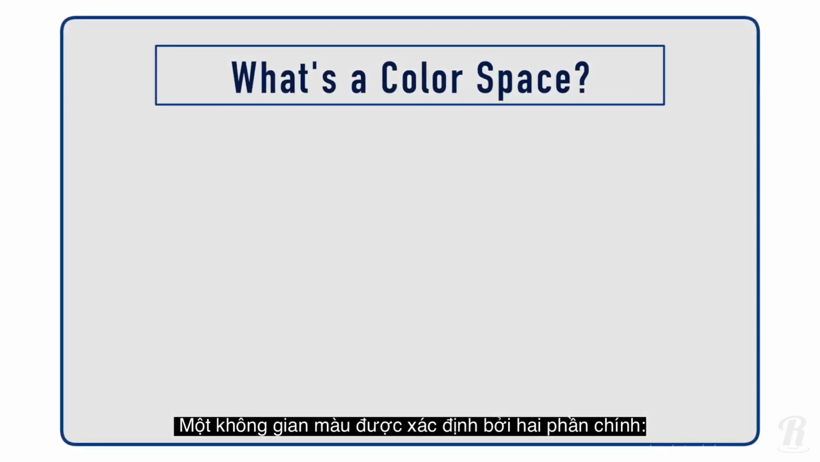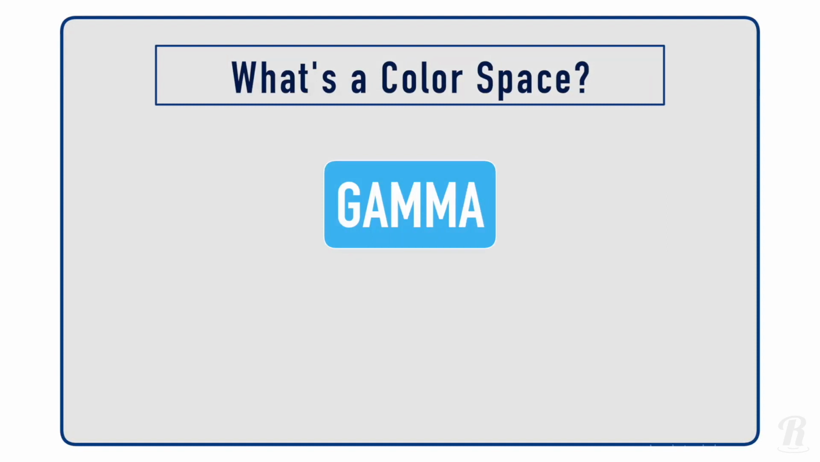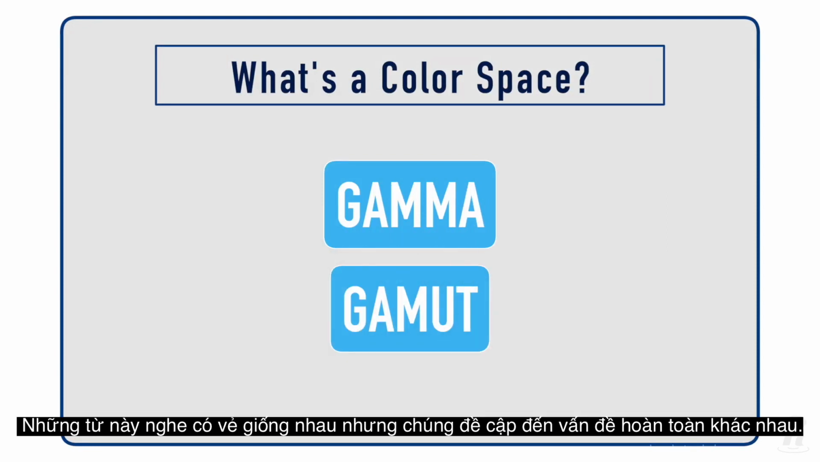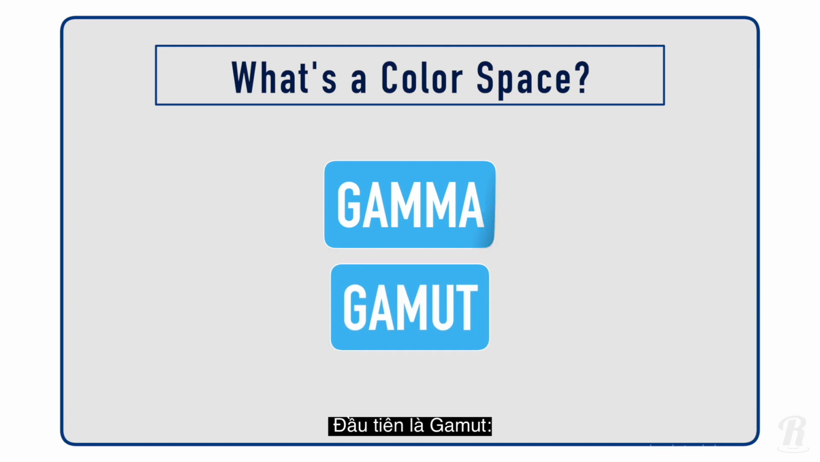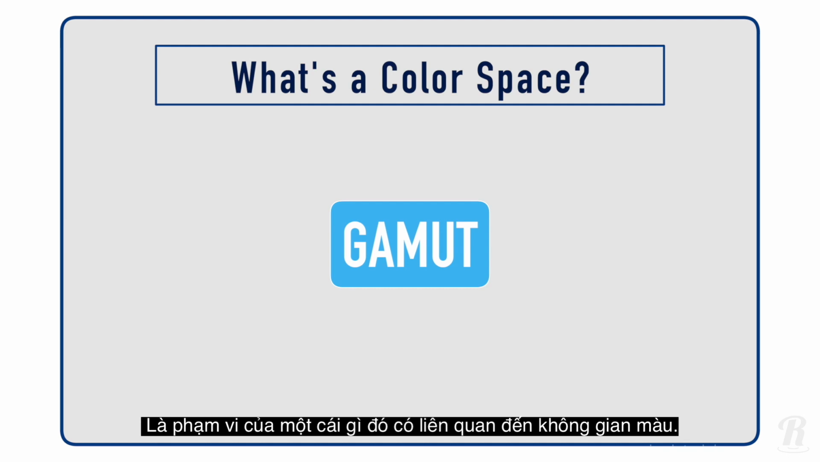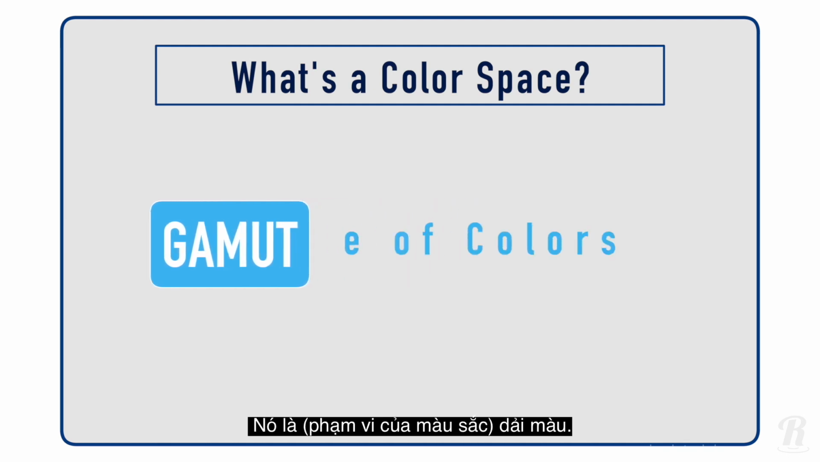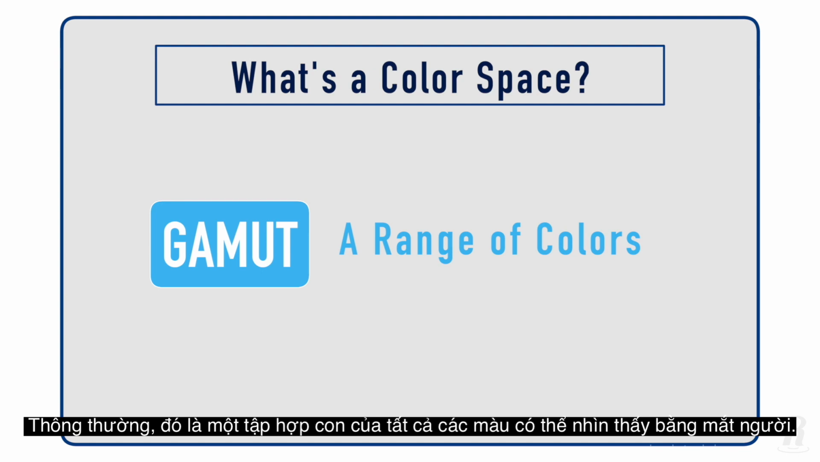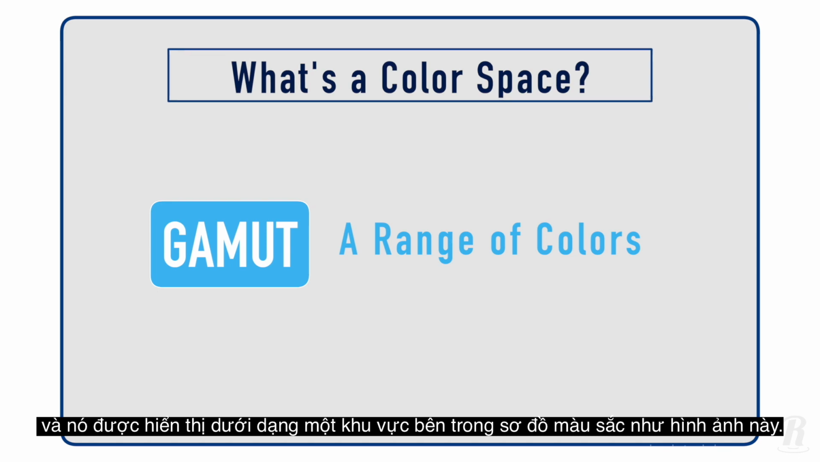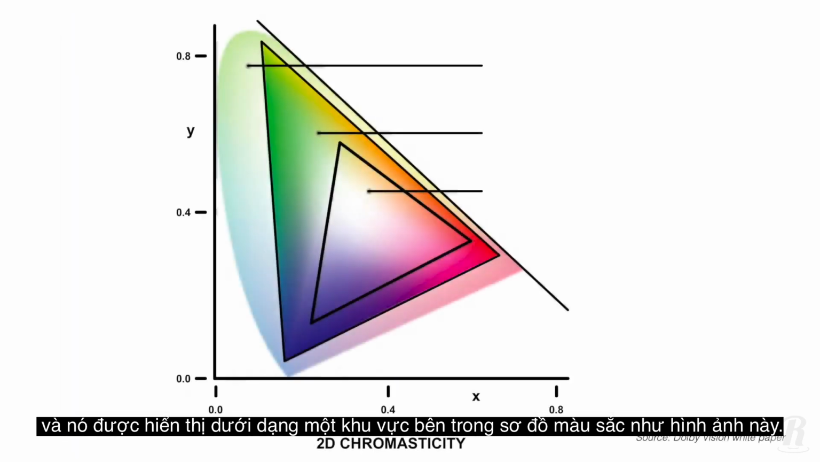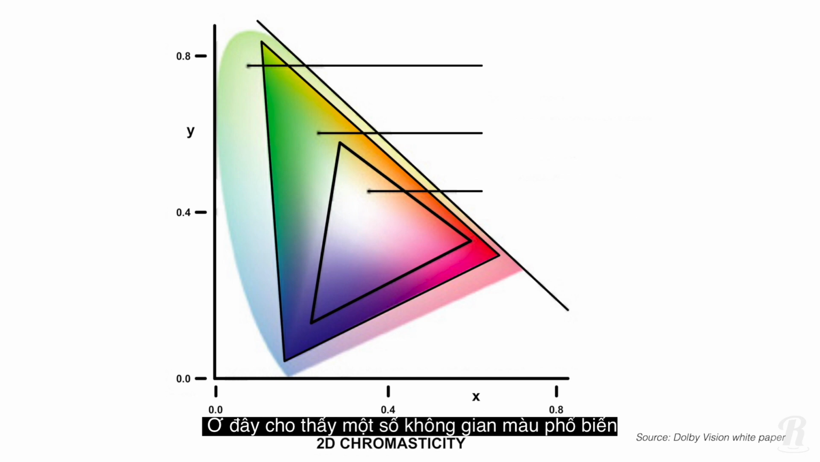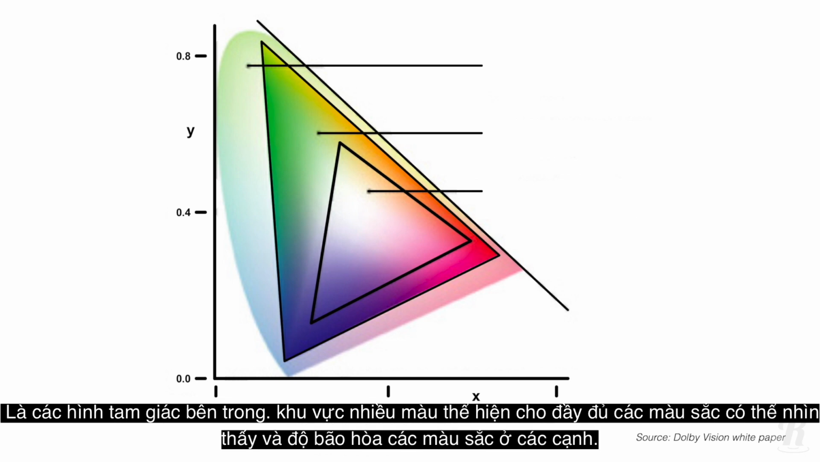A color space is defined by two key ingredients, gamma and gamut. These words sound similar, but they refer to completely different things. Let's start with gamut. A gamut is a range of something. As it relates to a color space, it's a range of colors. Usually, it's a subset of all colors visible to the human eye, and it's often represented as an area inside a chromaticity diagram, like this image here, that shows some common color spaces, which are the triangles inside the multicolored area that represents the full range of visible hues and saturations, with the most saturated colors at the edges.